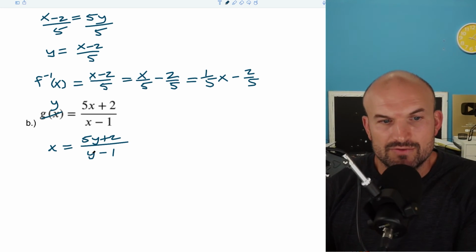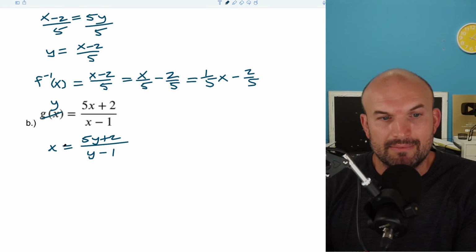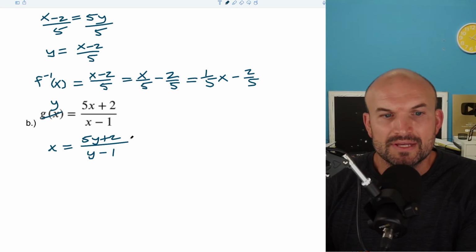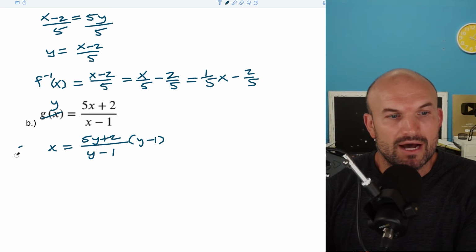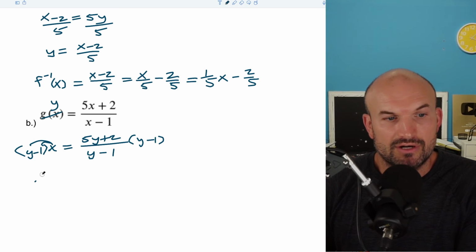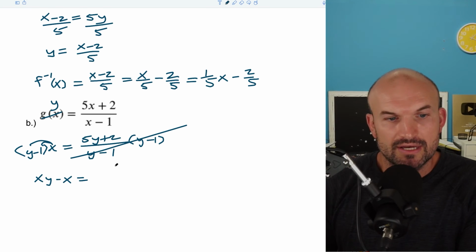So if I have two y's, one in the numerator and one in the denominator, and I can't divide them out or anything, what I need to do is get this y off the denominator. I'm going to do that by multiplying by y minus 1 on both sides. Then I'm going to distribute here. So I'll have xy minus x, and those are going to divide out. So that's now going to leave me with 5y plus 2.